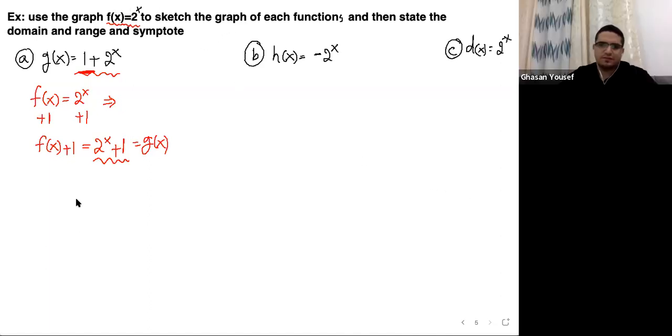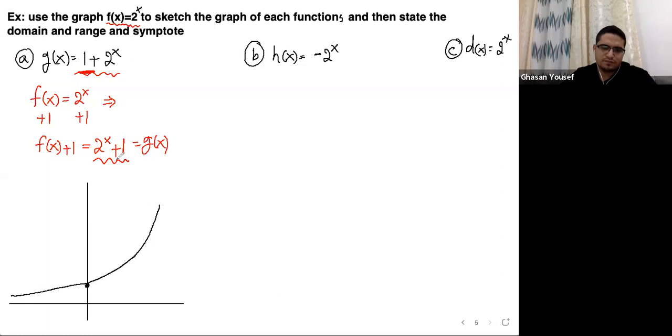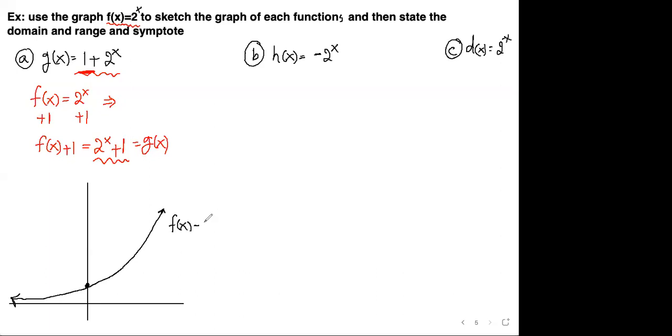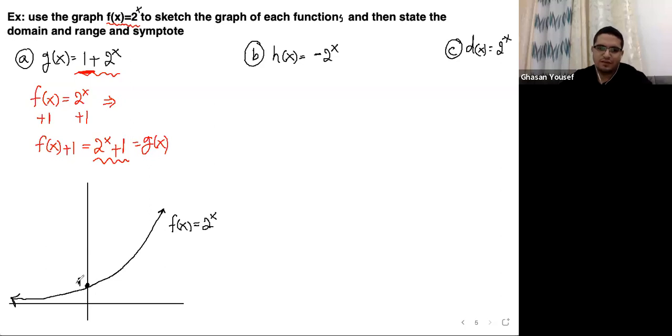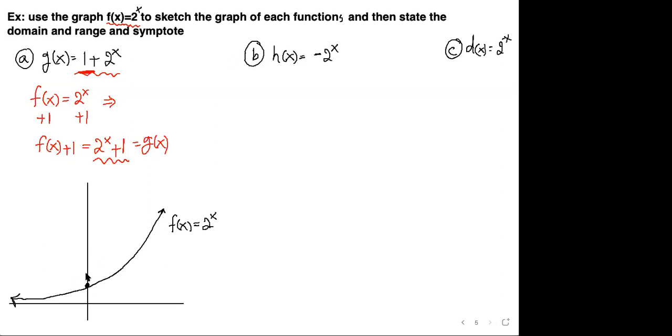So here is the function. Here is 2 to the power x, and this is f of x equal 2 to the power x. From an original function, we always have to remember to add 1 to it because it already starts at 1. Yes, we have to shift.